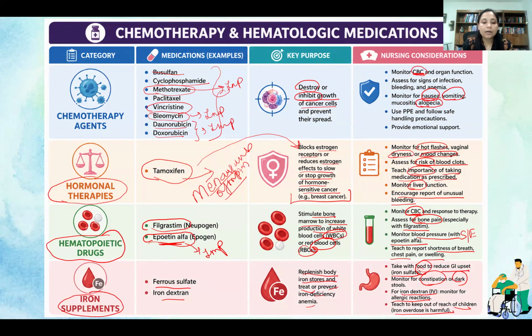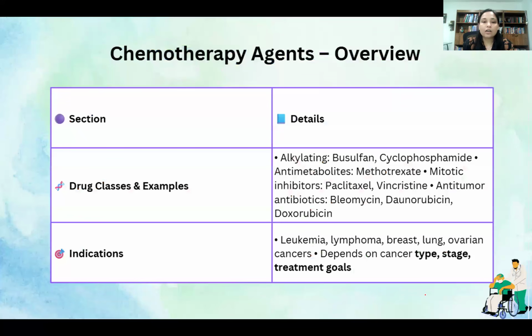Hematopoietic drugs like epoetin alpha and filgrastim, and another one is iron supplement. Okay, so let's talk about the chemotherapeutic agents.